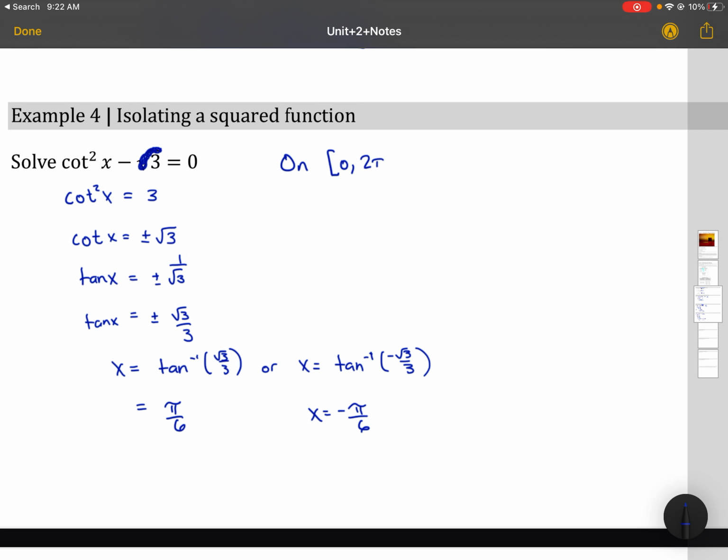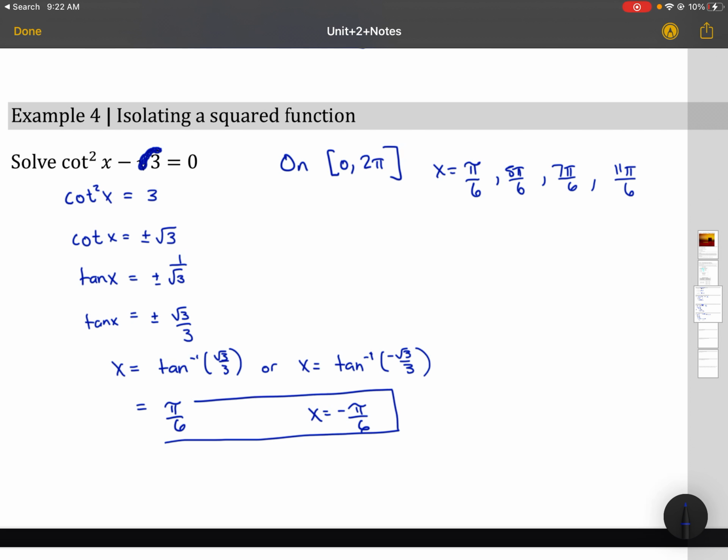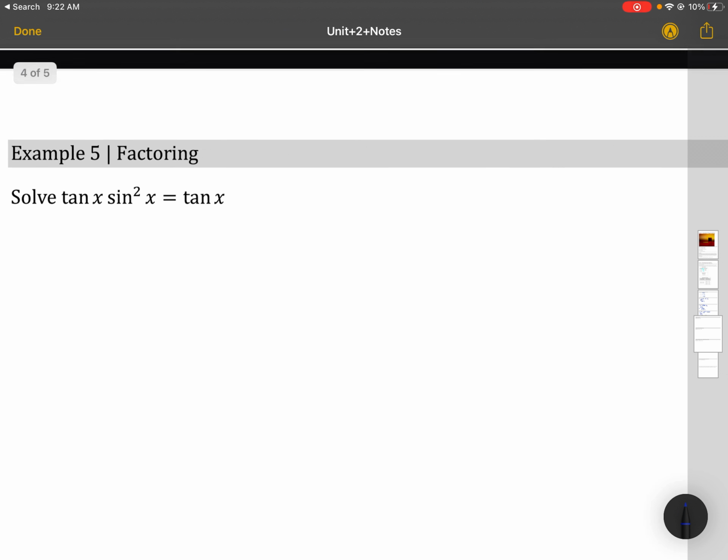So on the interval 0 to 2 pi, x would equal just the multiples of pi over 6, only the multiples of pi over 6. So pi over 6, 5 pi over 6, 7 pi over 6, and 11 pi over 6. Those would be the four answers if we were on the interval 0 to 2 pi. But again, because we are bound by the range of the inverse tangent function, remember inverse tangent is defined on the interval negative pi over 2 to positive pi over 2.